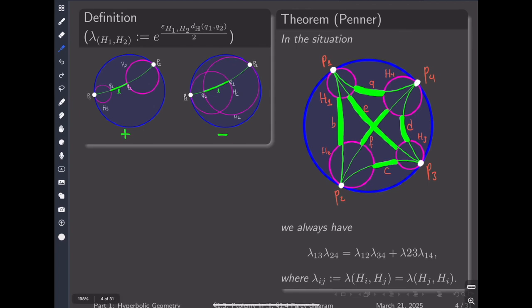And the point is now, the theorem of Penner says that if you give me any four horocycles based at four different points at infinity, and we number these base points counterclockwise, then the six possible lambda lengths that we can calculate, because we have 4 points and 4 choose 2 is 6, satisfy Ptolemy's equation. That's what it says.